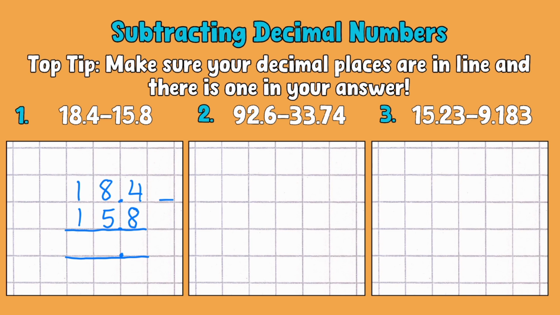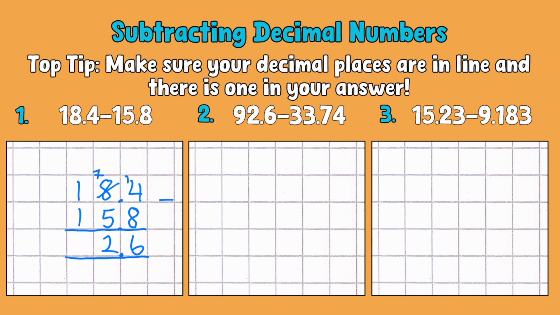So let's get going with this one. So 4 subtract 8, well, I can't do that, so I'm going to need to borrow from my 8, and I give that to my 4 to make 14. Now 14 take away 8 is 6, but in this case, it's not 6, it's 0.6, because it's in my tenths place. And then I've got 7 whole ones take away 5, which leaves us with 2. And then 1 take away 1, which leaves us with nothing. So 18.4 subtract 15.8 is 2.6.